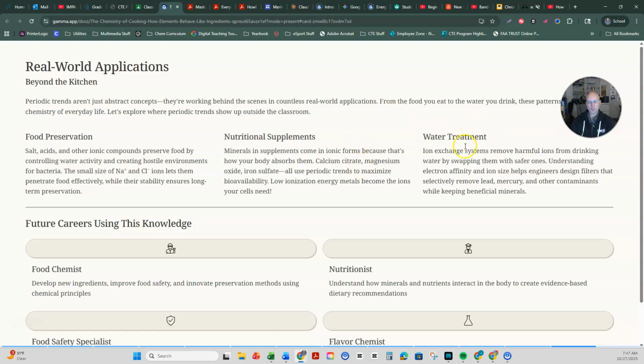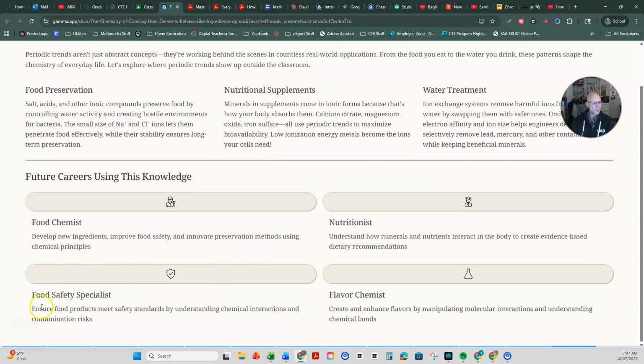And then water treatment. Ion exchange systems remove harmful ions from drinking water by swapping them with safer ones. Understanding electron affinity and ion size helps engineers design filters that selectively remove lead, mercury, and other contaminants while keeping beneficial minerals. So future careers using this knowledge: food chemist, nutritionist, food safety specialist, flavor chemist.